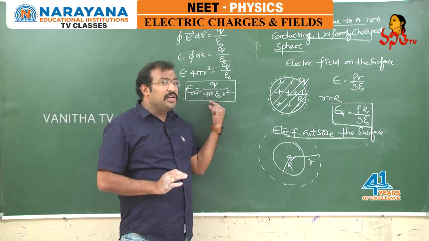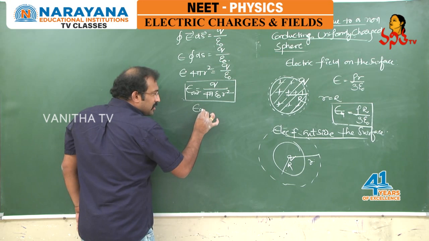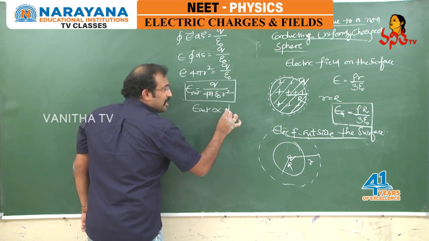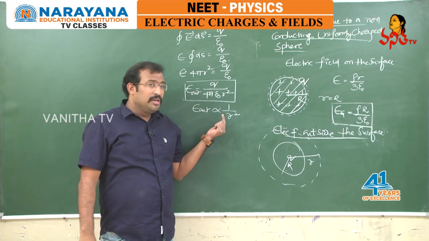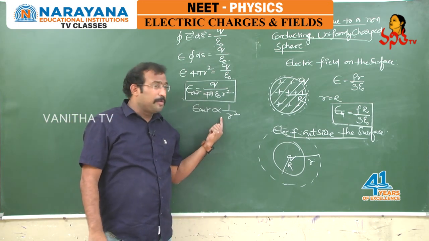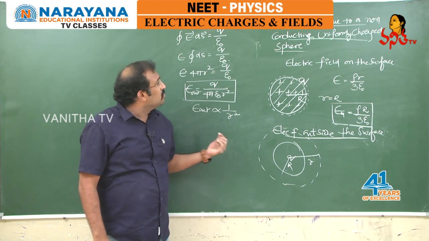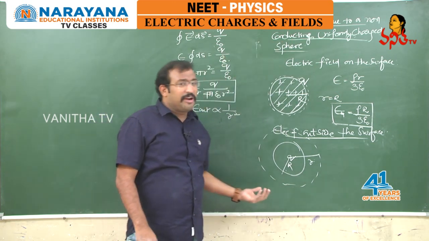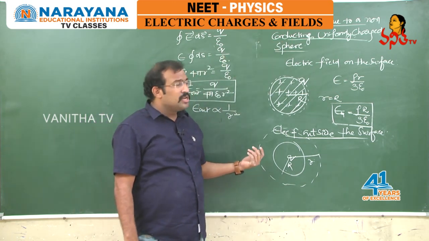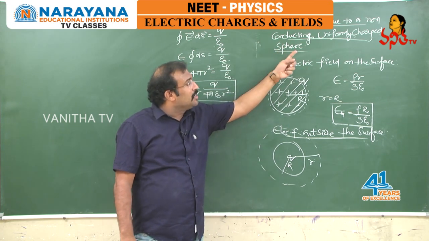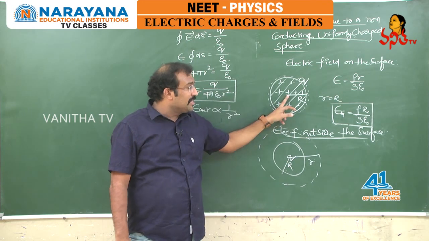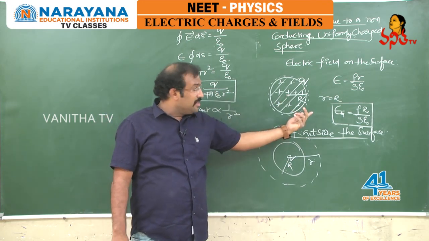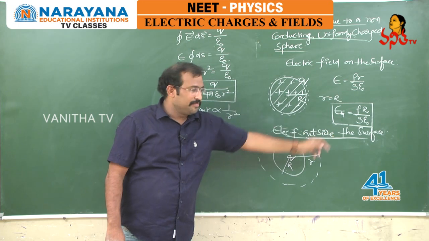So this is the electric field outside the surface. This electric field outside is inversely proportional to r square. So this is a way that we can find out the electric field due to a non-conducting uniformly charged sphere at different points: inside, outside and on the surface.